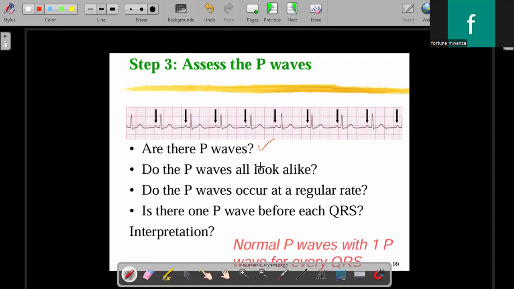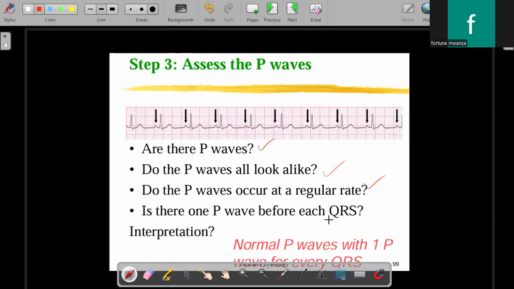Are they the same? If they are the same, then you are good to go. Do the P waves occur at a regular rate? You also have to check if your P waves are occurring at a regular rate. Then your ECG is okay.